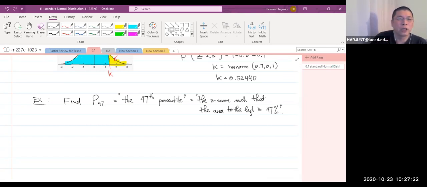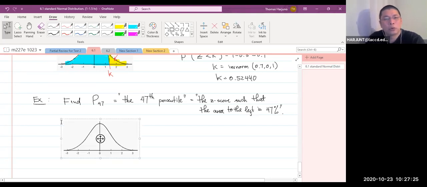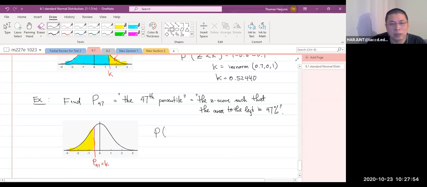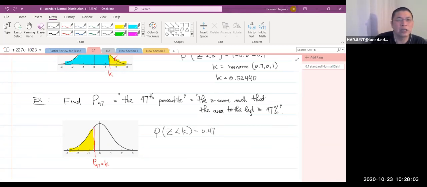Then what does it mean? Go back to that curve here. I don't know precisely where P47 is, but I know it's to the left of 0. Let's call that K. We know that the area to the left is 47%, but we need to find that Z score. So the probability that Z is less than K equals 47%. That's the probability notation that we translate from here.